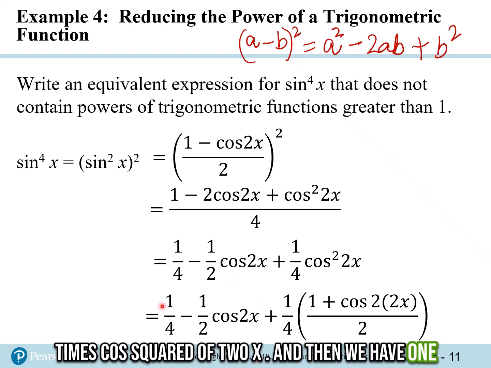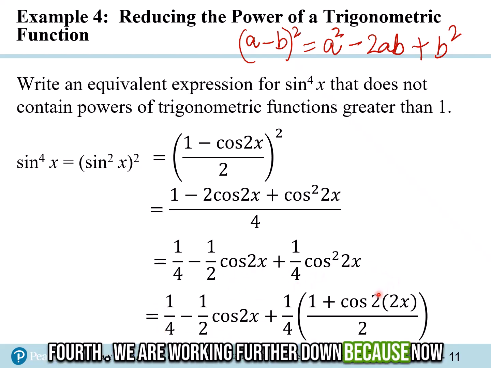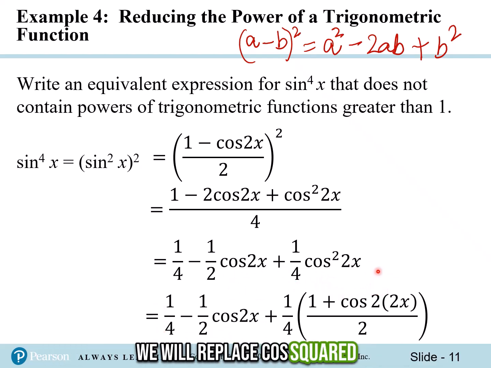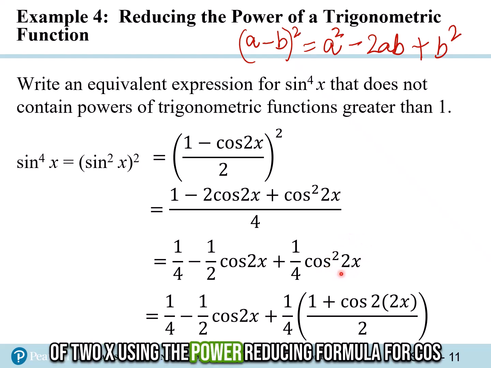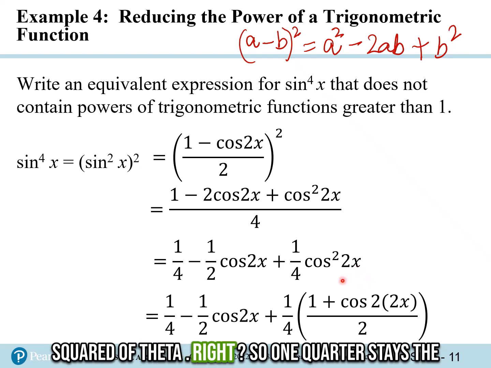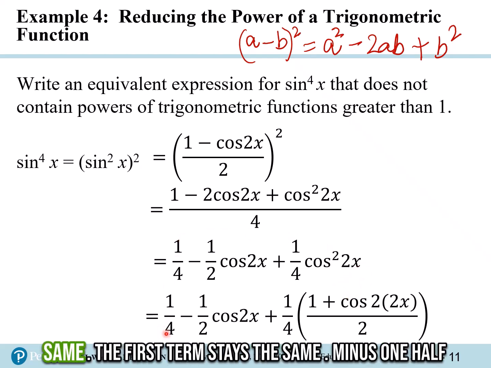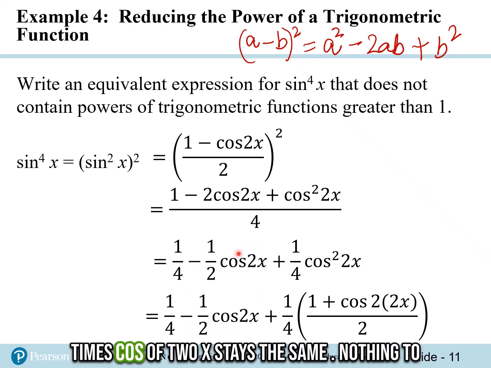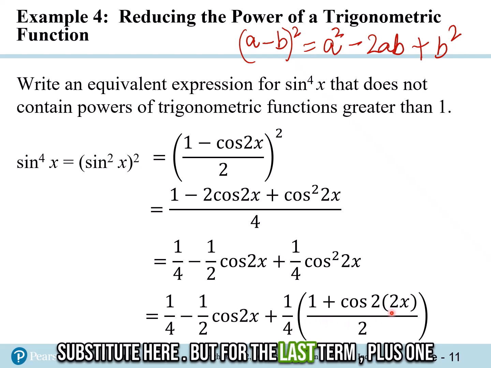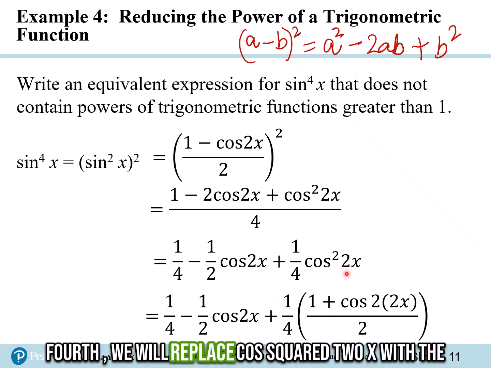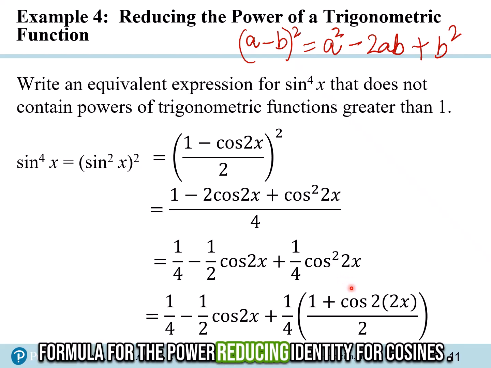And then we have 1/4. We are working further down because now we will replace cos squared of 2x using the power reducing formula for cos squared of theta. Right? So 1/4 stays the same. The first term stays the same. Minus 1/2 times cos of 2x stays the same. Nothing to substitute here. But for the last term, plus 1/4, we will replace cos squared 2x with the formula for the power reducing identity for cosines.